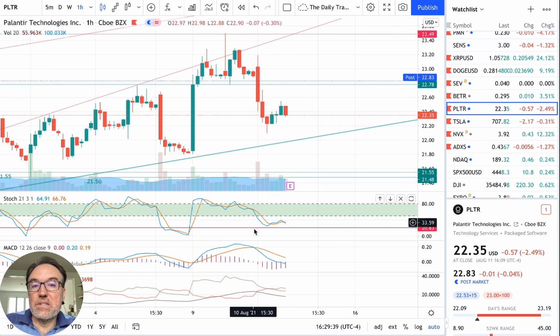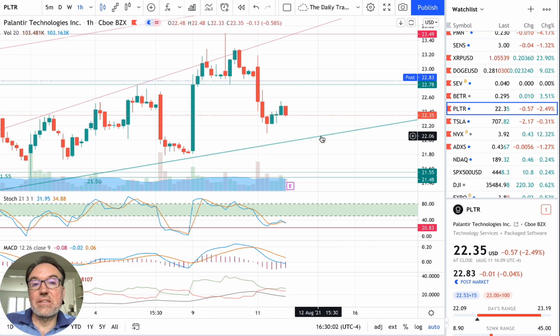And as we see here, stochastic is pretty low. MACD crossed over bullish to express this change in trend. So from an hourly perspective, things are not looking super good. So basically, it would be very possible that we would be touching this support sometime tomorrow.